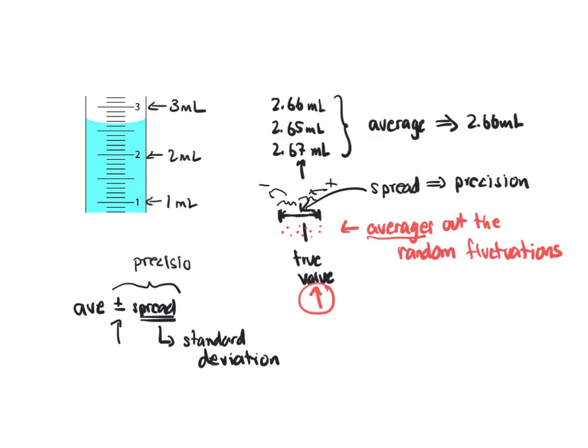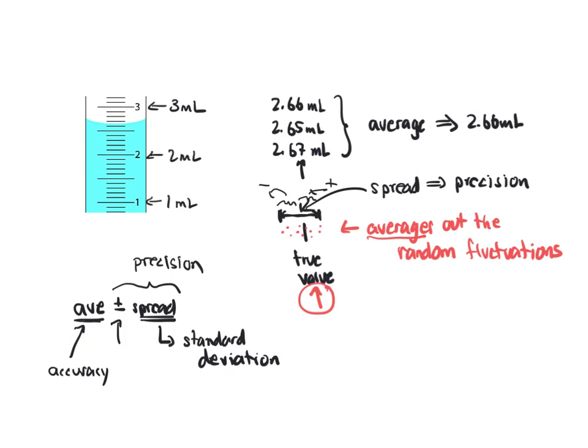This average of all the measurements tells me about accuracy. So if I actually know the true value, then I can see how close my average is to the true value. The closer it is to the true value, the more accurate my measurement is.